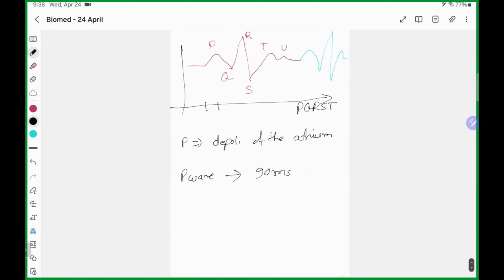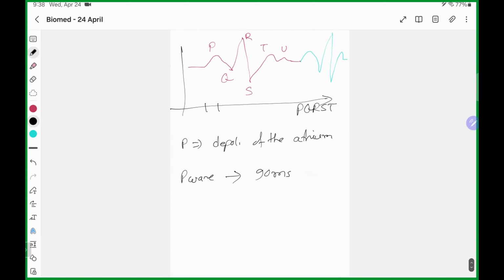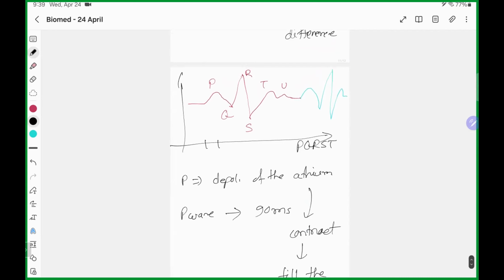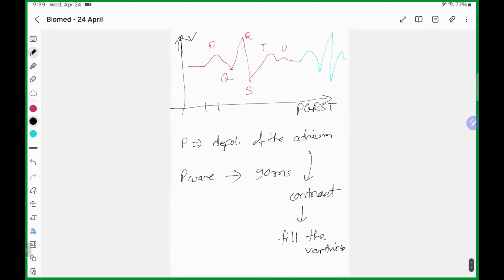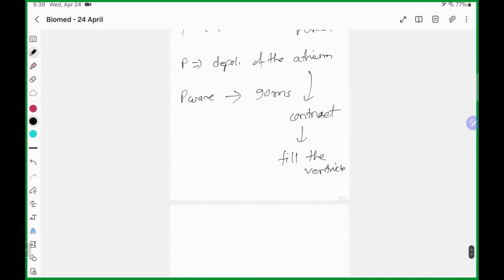So this is the P wave, and this lasts for around 90 milliseconds. The depolarization of the atrium means it is going to contract, and through this contraction, you have the ventricle filled up. And you can see that the R wave has the highest voltage. Here you have the voltage, here you have the voltage. The R portion has the highest voltage. The P voltage is lower than that. So we can also measure the amplitude. The amplitude is around 2.5 times 10 to the power minus 4.